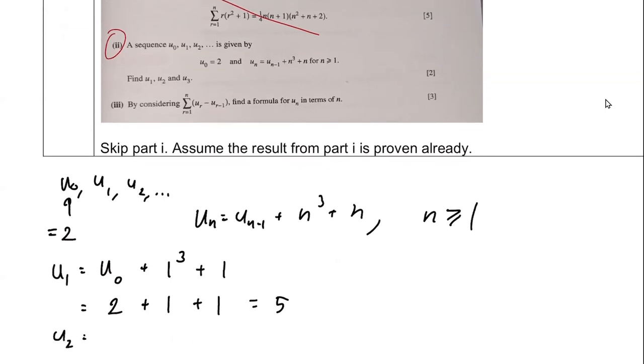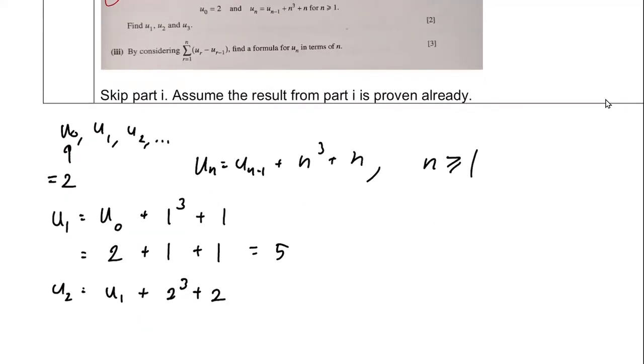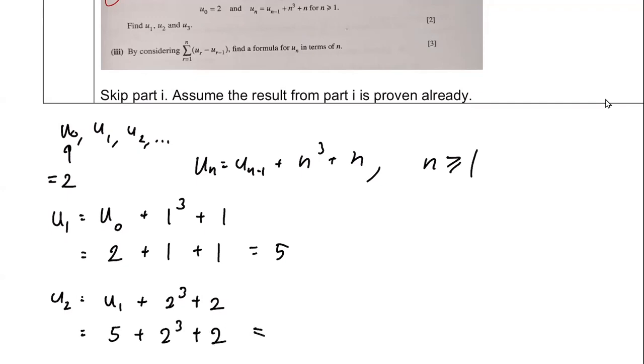How to find U2? Same thing. Just replace n with 2 now. Luckily, they gave us n, not n plus 1, so we don't have to scratch our head so much. You get U2 minus 1, which is U1, plus 2 cubed plus 2. U1 is 5, so we add 5, type in the calculator, 5 plus 8 plus 2, which is 15. Okay, good. Then how about U3?